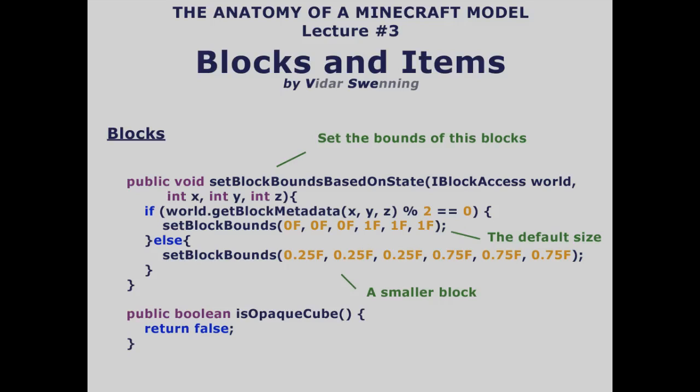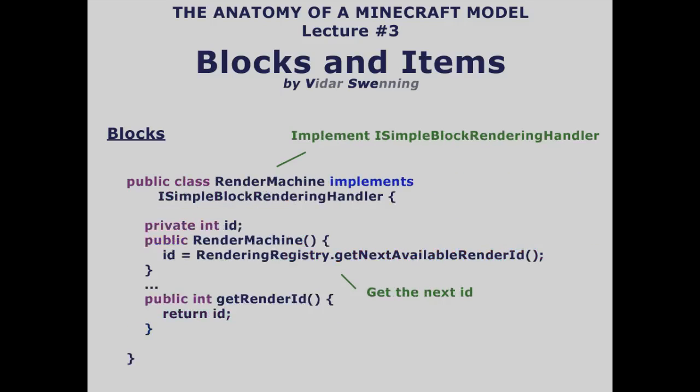But to make sure that everything around it will render properly, we had to set is opaque cube to false, like that, so return false. But that wasn't enough. We wanted it to be rendered a bit more advanced, so therefore we could use a simple block rendering handler like that, and that allowed us to handle the rendering a bit further.